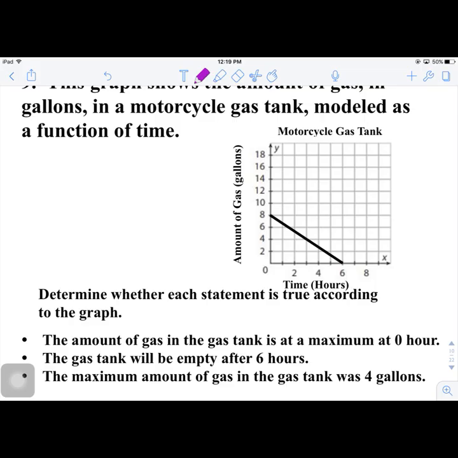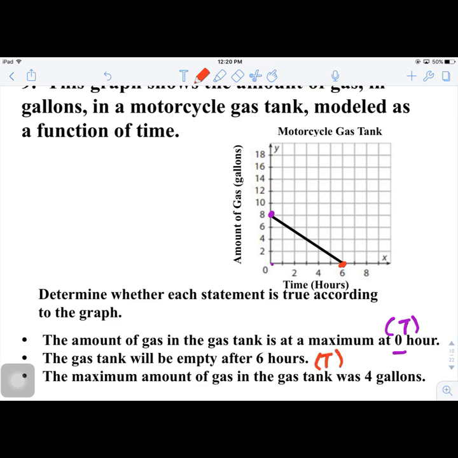So number 1 statement, the amount of gas in the tank is maximum at 0 hour. We can see that at 0 hour the number of gallons is 8, which is the highest in the whole entire time. So this statement is actually true. Next, it says the gas tank will be empty after 6 hours. As you can see, it will reach 0 after 6 hours. So this is also a true statement.